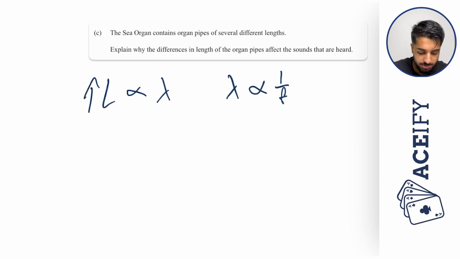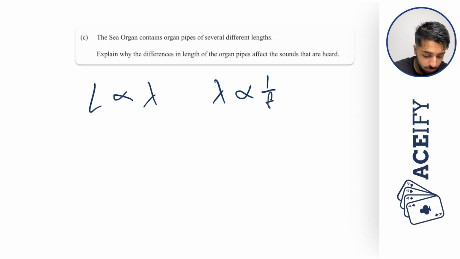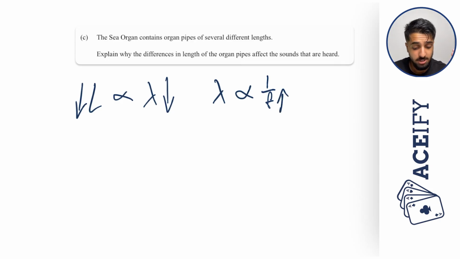This is going to result in the wavelength increasing, and therefore the frequency is going to decrease. And the inverse is obviously also true. If the length decreases, the wavelength is going to decrease, and the frequency will increase. So from this, you can see how the length directly affects the frequency, which is the pitch that we are hearing. And so you can write that in lovely words.